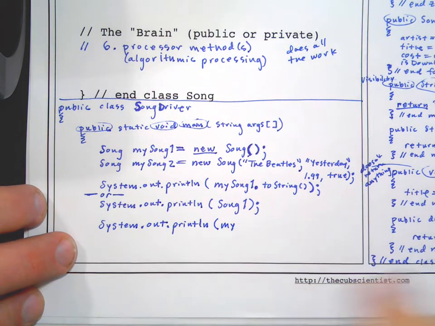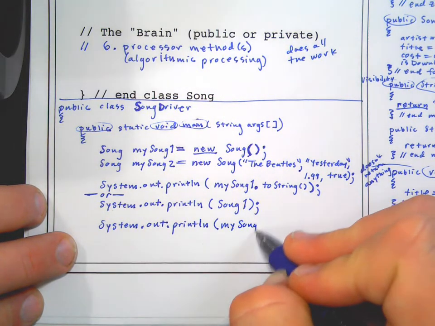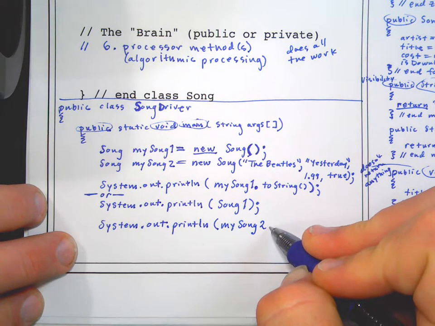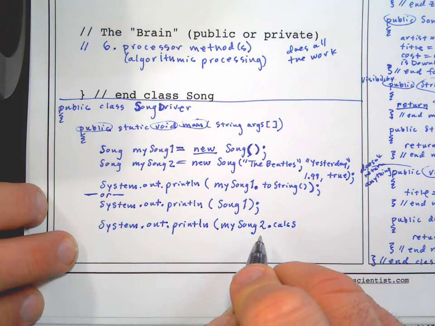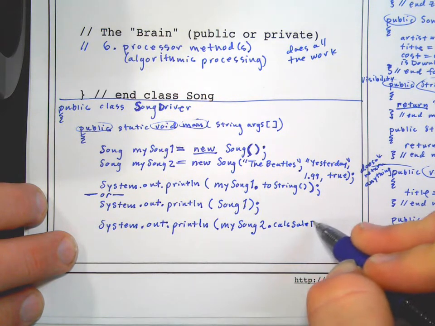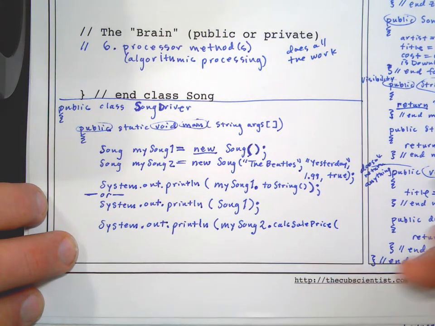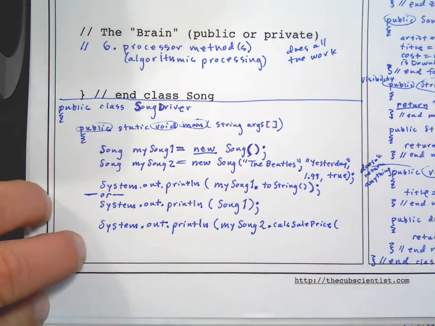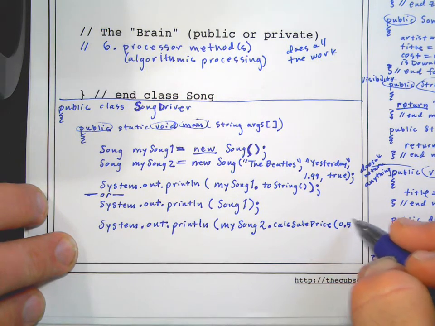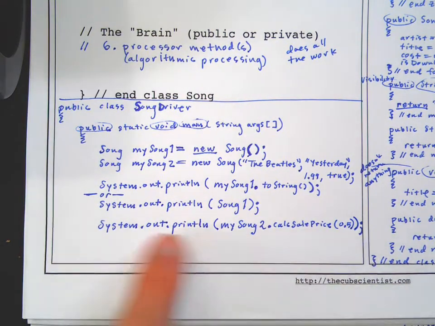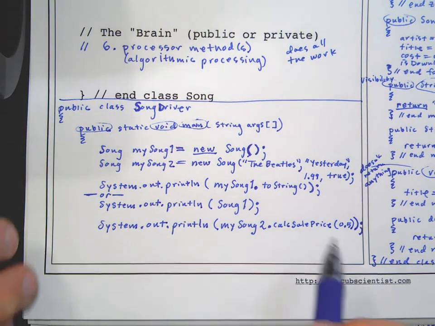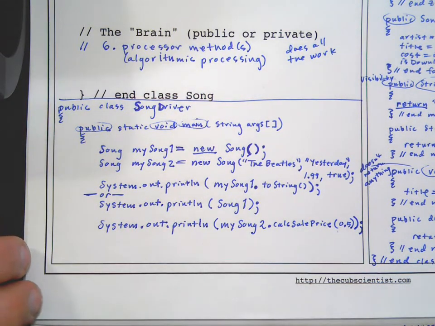So if we wanted to, let's see if we can get a sale price. On my song2, I'm going to say dot calcSalePrice. Now I'm supposed to give it a double, so we got to know what the sale price is. So I'm going to say it's half off, so I'm going to give it 0.5 and then close it and then put a semicolon. Now, it doesn't actually assign this value to anything. It calculates it and then prints it out. So sometimes we might actually take these values and assign them to something else.